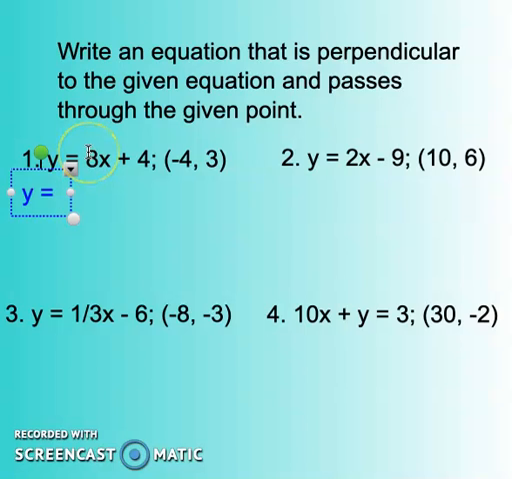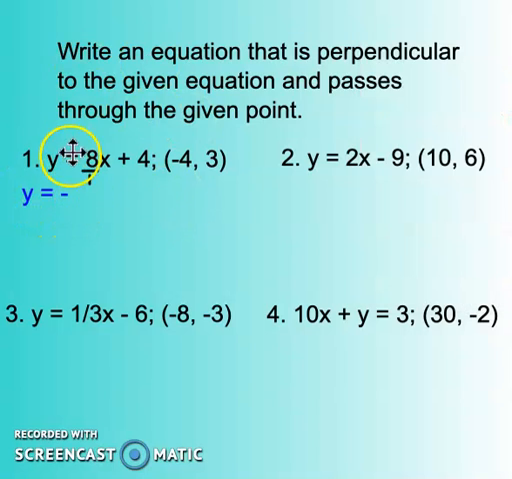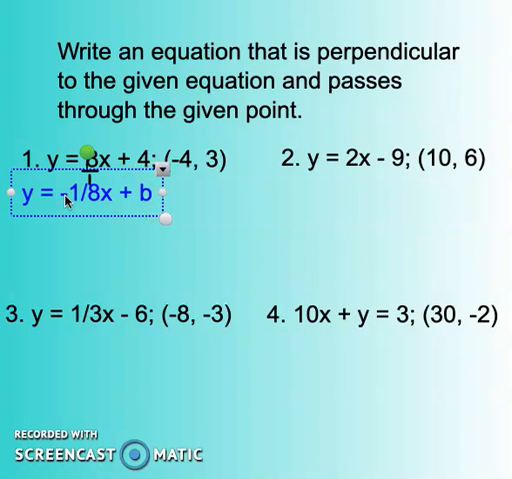The slope is 8. Now, perpendicular lines, remember, are opposite sign and reciprocal. This is a positive 8, so our opposite sign would be negative. And now we have to do the reciprocal of that. Just to refresh our memory, this is really 8 over 1, so the reciprocal of it would be 1 over 8. So I'm going to type -1/8. And then I'm going to keep the x, but this time I'm going to put plus b, because we don't know what the y-intercept is for this perpendicular line.